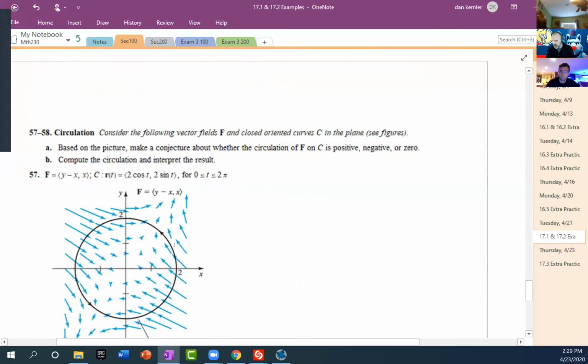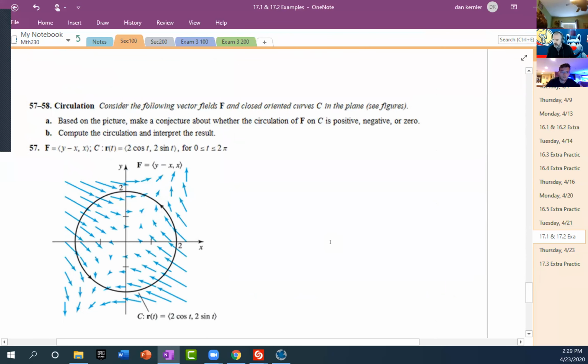Okay, last one. Let's see here. So consider the following vector fields and the closed oriented curve. Okay, so we have a circle, radius 2. It looks like the unit circle, but going in the opposite direction. So it starts here, and then it loops around. You can see the directional arrows.